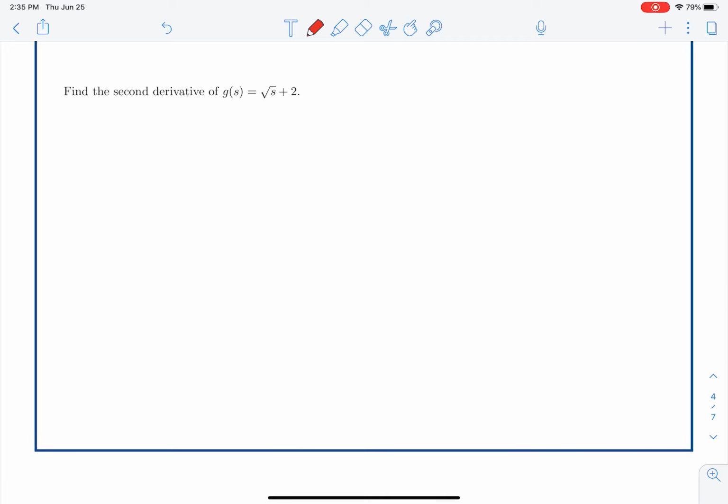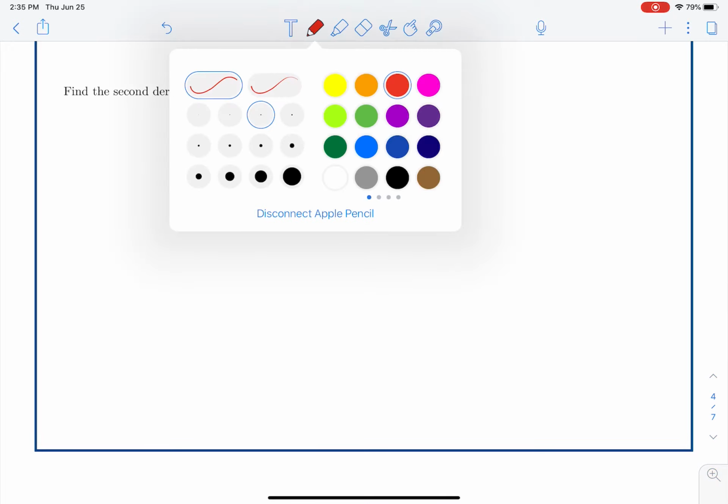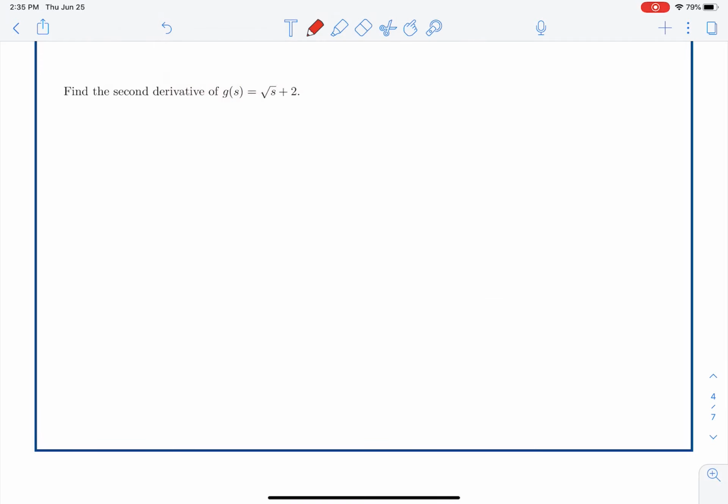So now we want to find the second derivative, which means we have to find the derivative twice. So here the independent variable is s, and the dependent variable is g, and we are trying to find g prime of s. So we have to rewrite the square root as s raised 1 over 2 plus 2.